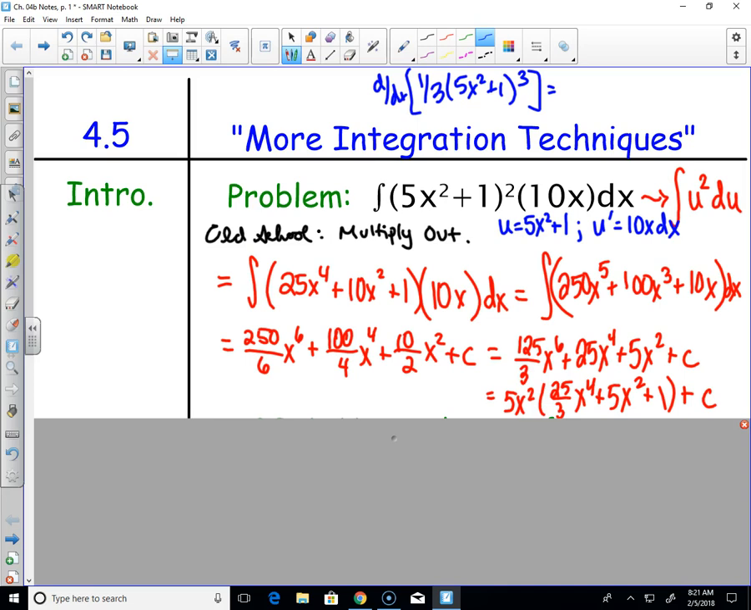1/3 u cubed would be 3 times 1/3, which cancels, u squared times u prime. This one works out real nice. So, it did work out really nicely. But here's the point. Did I need to worry about the 10x? Not really. But hold on.